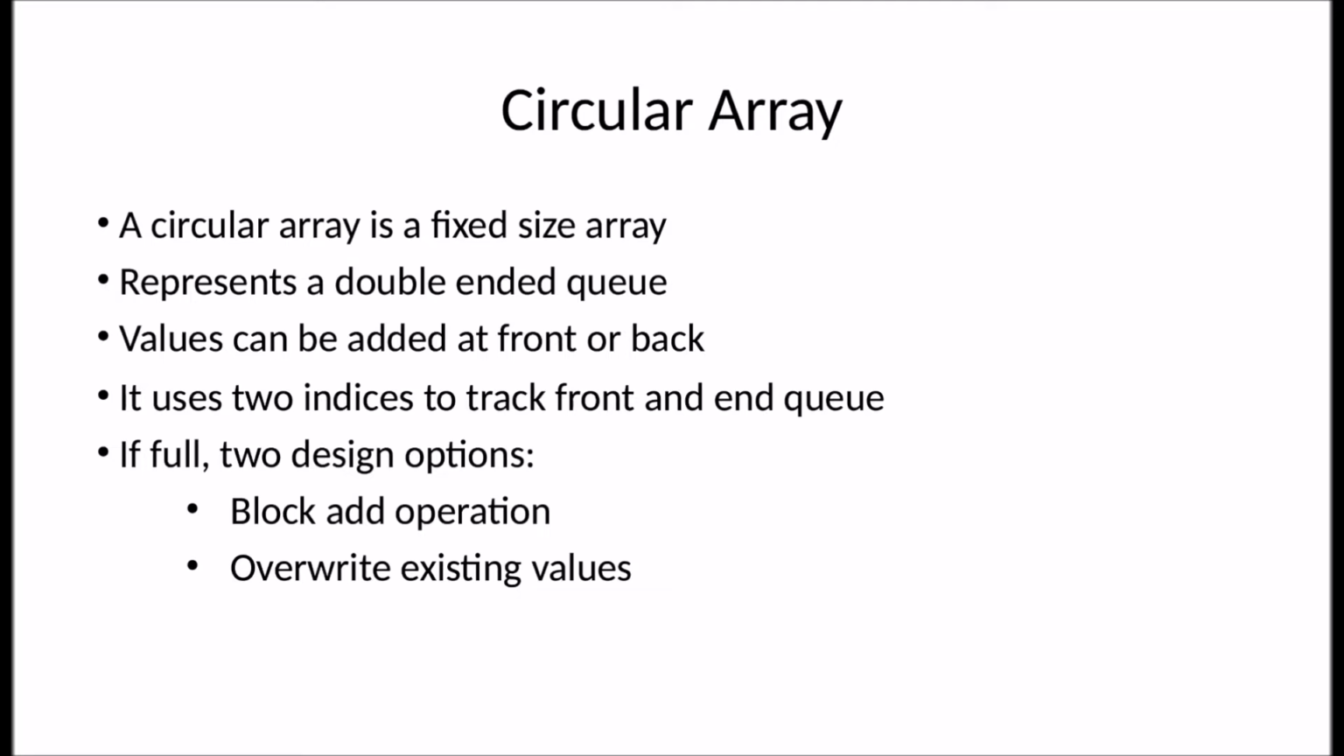The first index tracks the front of the queue, while the second index tracks the end of the queue. Because the circular array has a fixed size, the array can become full as new elements are added. When the array is full, there are two design options to consider. The first option would block any additional add operation. The second option would override existing values in the array. This is really up to design and up to the implementation, which option best fits a particular use case.